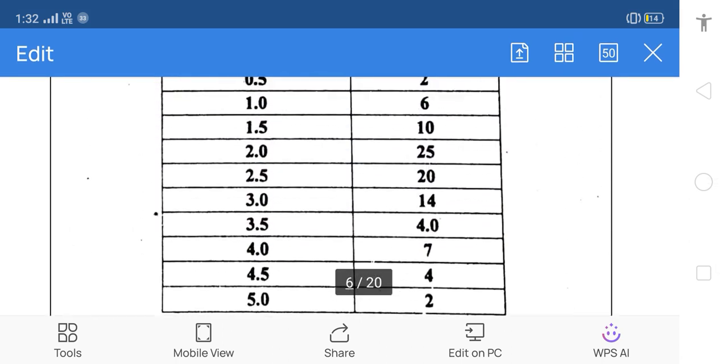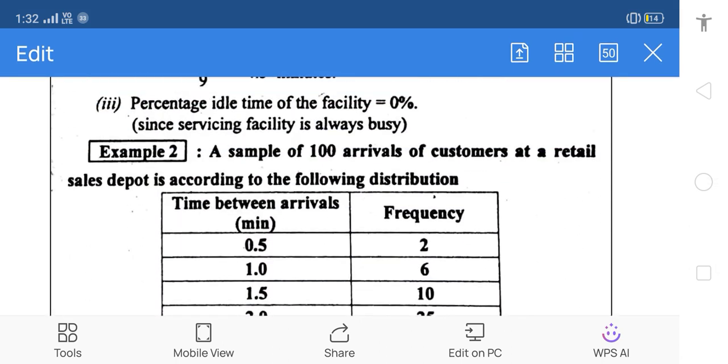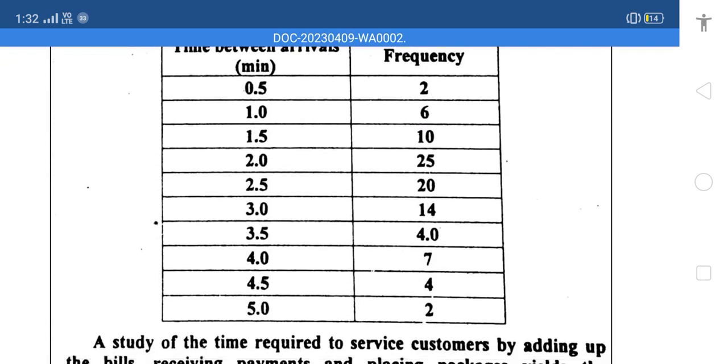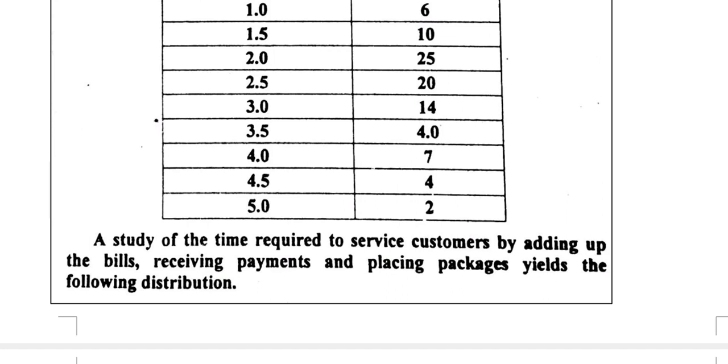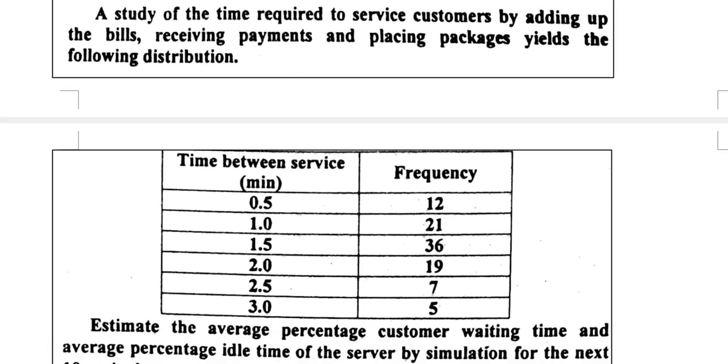In this problem, a sample of 100 arrivals of customers at a retail sales depot is according to the following distribution. The arrival time is given and the corresponding frequency is also given: 0.5, 1.5, 2.5, 3.5, 4.5. The frequency is 2, 6, 10, 25, 20, 14, 4, 7, 4, 2, like that they have given. The study of the time required to service a customer by adding up the bills, receiving payments and placing packages yields the following distribution. The time between the service is 0.5, 1.5, 2.5, and the frequency is 12, 21, 36, 19, 7, 5.